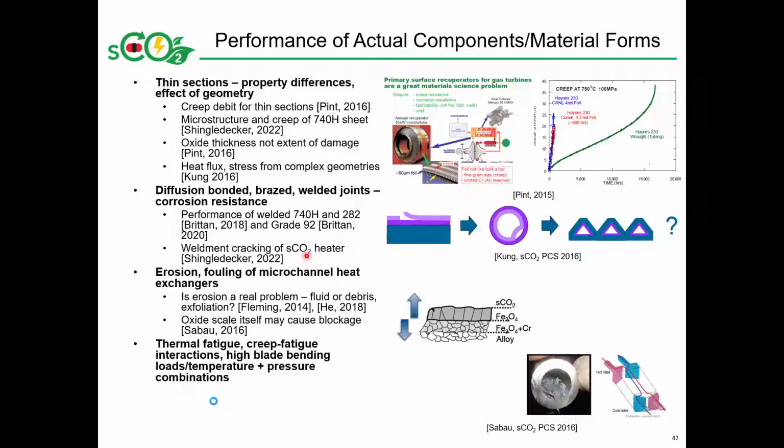Erosion, fouling, and plugging of microchannel heat exchangers. Again, there was some evidence of erosion earlier on in some of the test loops, and is that a real problem or not, or was that coming from the fluid or from the debris or exfoliation? People have looked at that, and I think more or less answered the question there. Oxide scale itself may cause a blockage, so we have oxide scale growing within these microchannel heat exchangers. You can change the heat transfer properties of these heat exchangers, and fouling or plugging of the small passageways within those heat exchangers could cause problems as well.